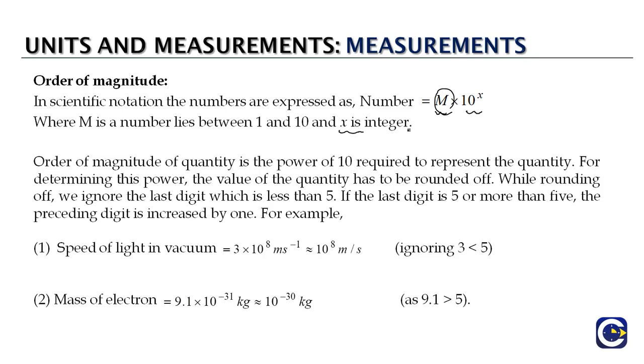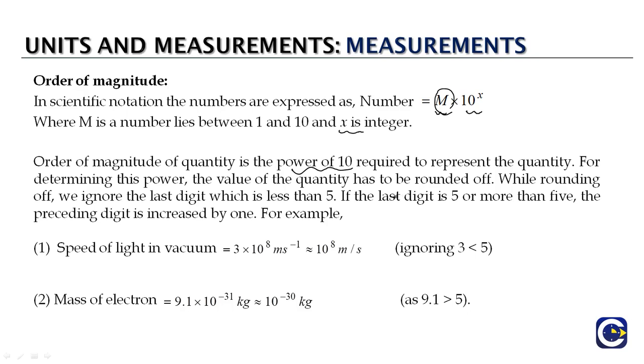Now when we try to represent a number in the scientific notation, we talk about something called as the order of magnitude. So we'll say these two quantities are in the same order, these two quantities are not in the same order. So let us look at what is this order of magnitude. Now order of magnitude of any quantity is the power of 10 which is required to represent the particular quantity. It's a very basic understanding of what is an order of magnitude. Now for finding out the value, we need to do a little bit of rounding off. So what is this rounding off approach?